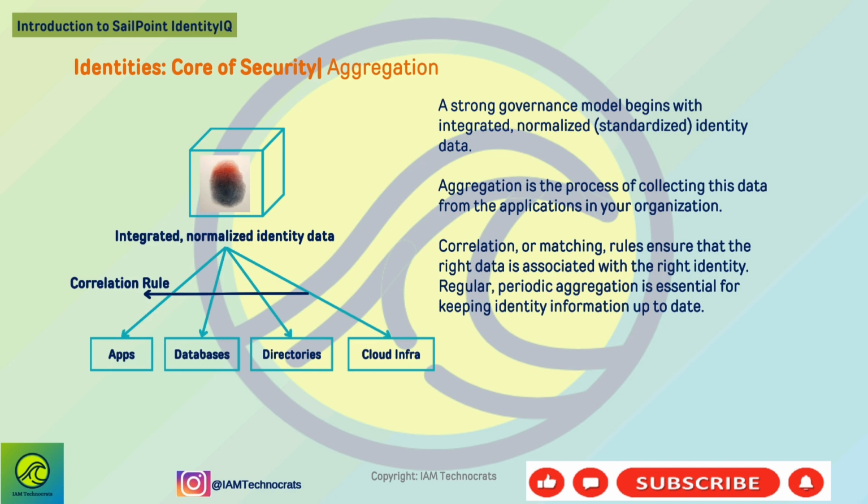Aggregation: a strong governance model begins with integrated, normalized, or standardized identity data. Aggregation is the process of collecting this data from the applications in your organization. Correlation or matching rules ensure that the right data is associated with the right identity. Regular, periodic aggregation is essential for keeping identity information up to date.